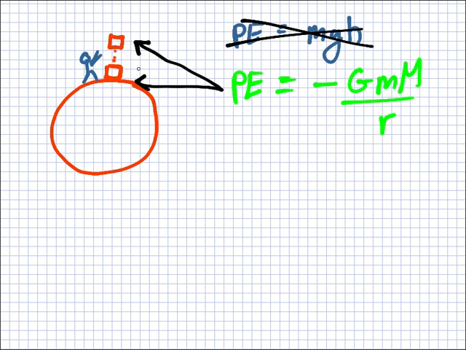Top or bottom? Top. Top is bigger, because it's closer to being free and being zero. So the top is bigger.